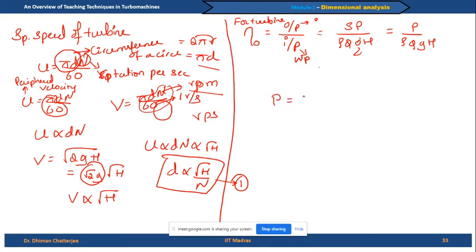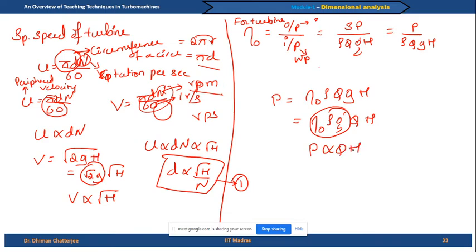Now further we can write P is equal to efficiency into rho Q G H. Again, if we say that density is constant here, efficiency is also a constant term and gravity is also a constant term, this becomes a constant. Therefore, we can write P is directly proportional to QH.